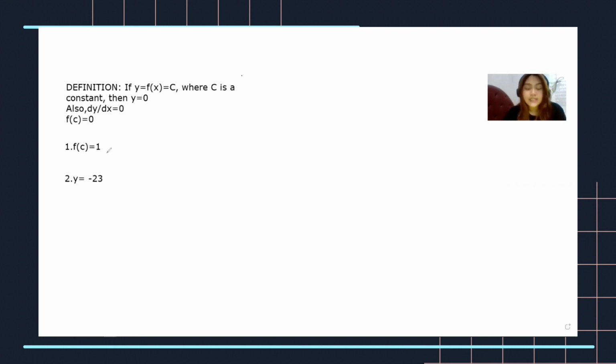Let us answer the first example. If f of c is equal to 1, then f prime of c is equal to 0, because 1 is a constant, so it will become 0. And here is the second example. y is equal to negative 23. 23 is a constant number, therefore its derivative is also equal to 0.